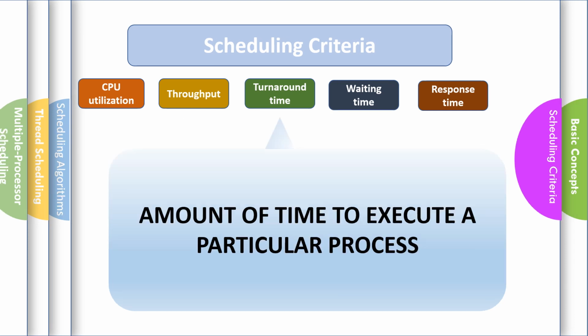Next is turnaround time. Turnaround time is the amount of time to execute a particular process. From when a process is admitted into the ready queue as a new process, till the process is terminated at the end of its execution, this is the time that it takes in the entire system, whether it was interrupted in between, whether it went to an IO request, or whatever waiting it has done, wherever in the ready queue or the waiting queue, it should finish its execution as soon as possible. This amount of time that a system takes to execute a process is called turnaround time.